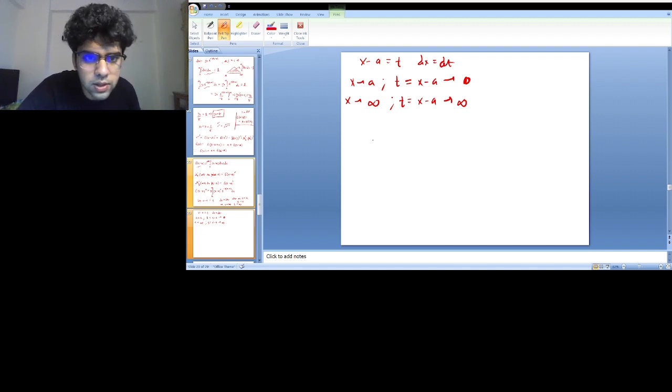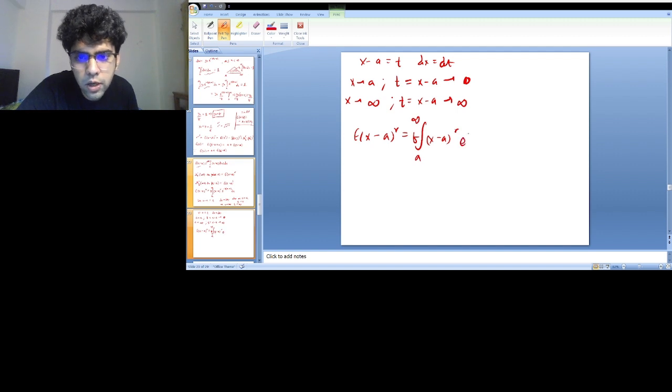So this E[(X minus a)^r] becomes a to infinity. This was a to infinity, (x minus a) to the power r, b was outside as a constant term, e to the power minus b(x minus a) dx, and this is equal to b times 0 to infinity, t to the power r, where x minus a is t, e to the power minus bt dt, right?